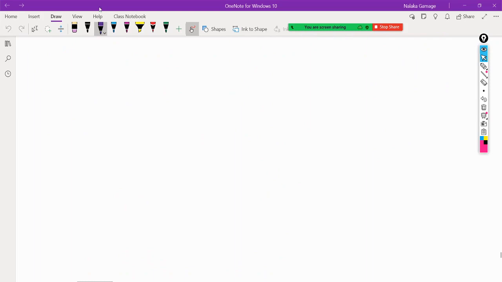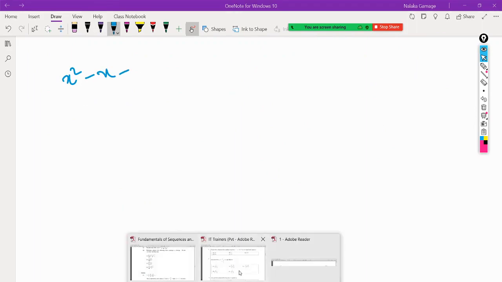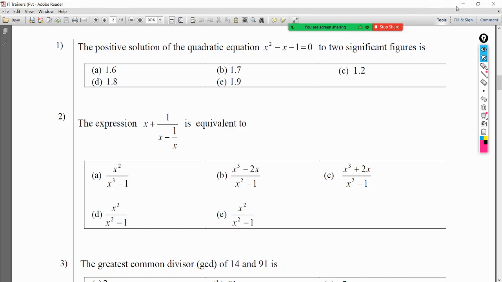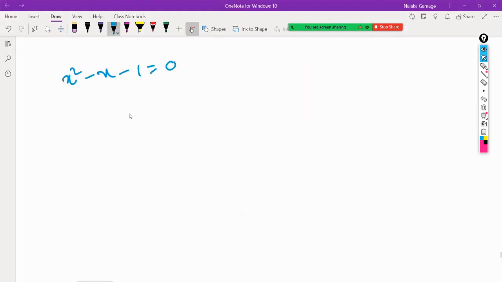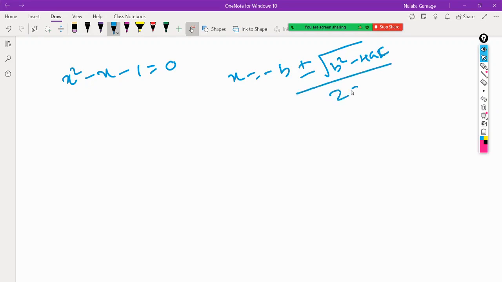So let's use this one. X squared minus x minus 1 equals 0, right? If it is ax squared plus bx plus c, we know that x is minus b plus or minus square root of b squared minus 4ac, divided by 2a, right? So a is 1, b is minus 1, c is minus 1.